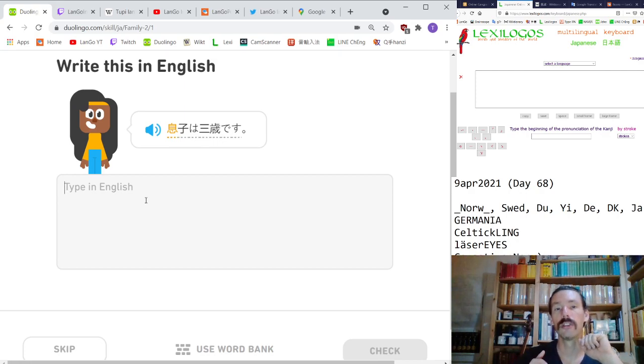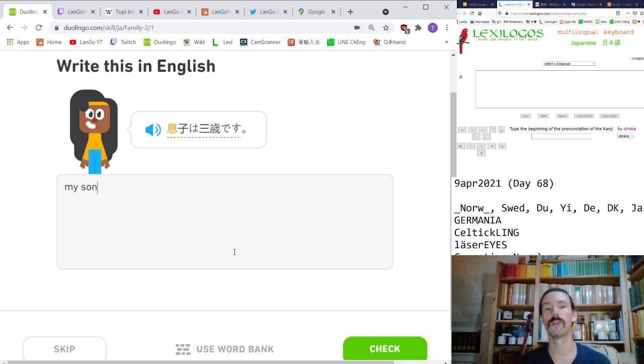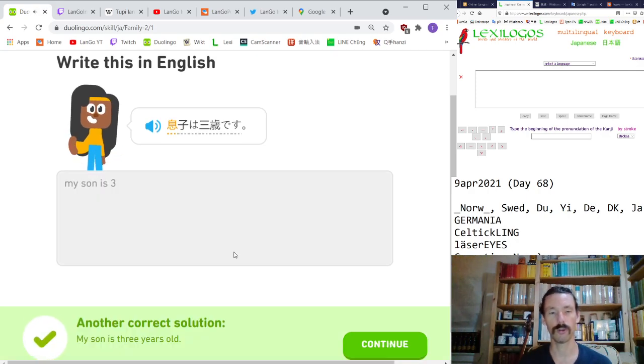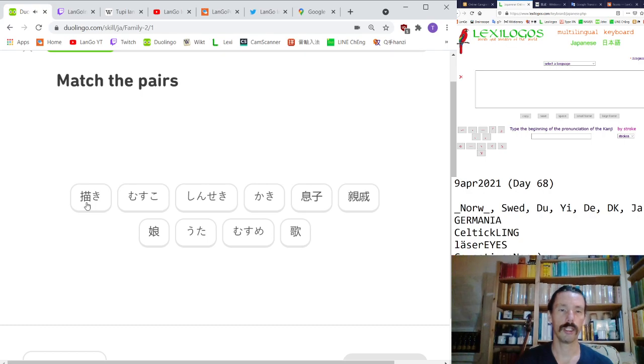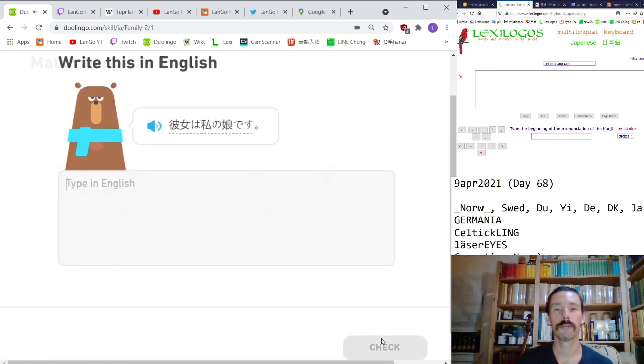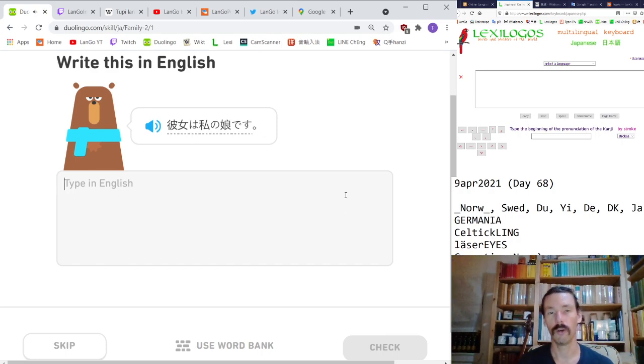Musuko, the son. Wa topic. Sansai desu. 息子は3歳です。 Sansai, not voicing. My son, Musuko, is 3 years old. Kaki, 書き, writing, drawing. Shinseki, 親戚, relative. Musume, 娘, my daughter. Humble form, Musuko. 息子, son, same. 彼女は私の娘です。 Kanojo wa watashi no musume desu. She, topic. Watashi no musume, my daughter, is.